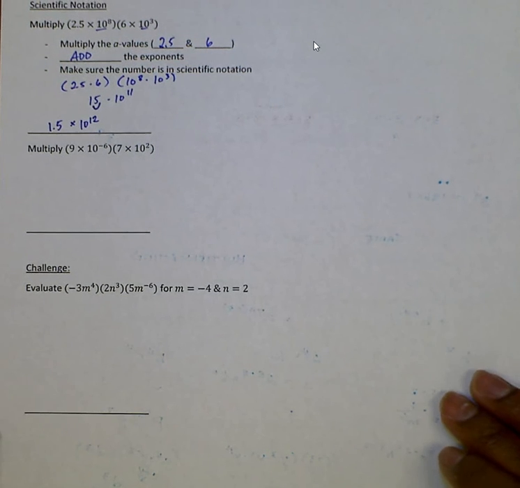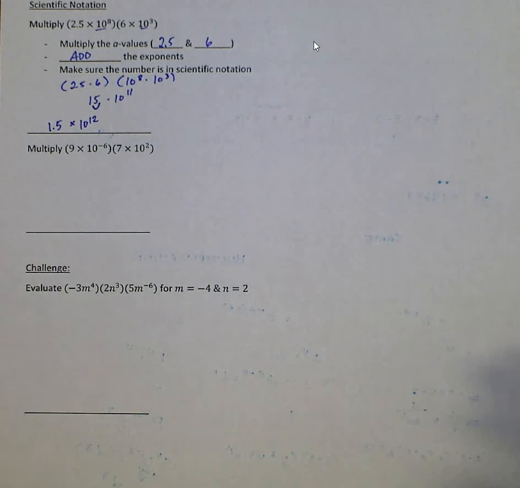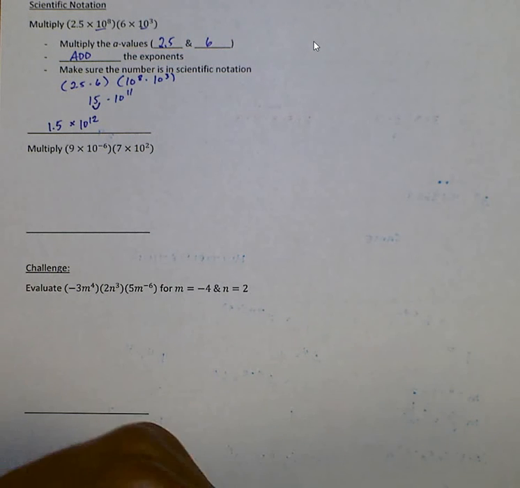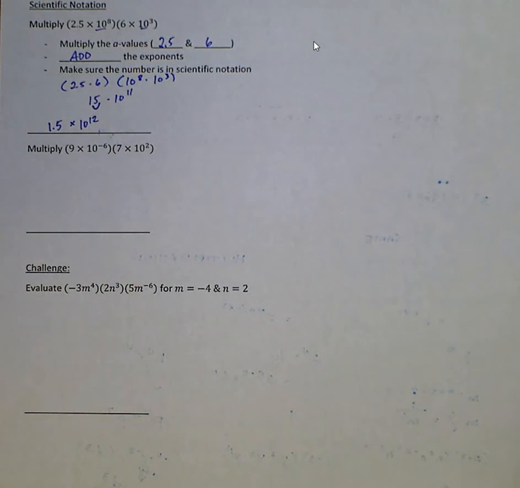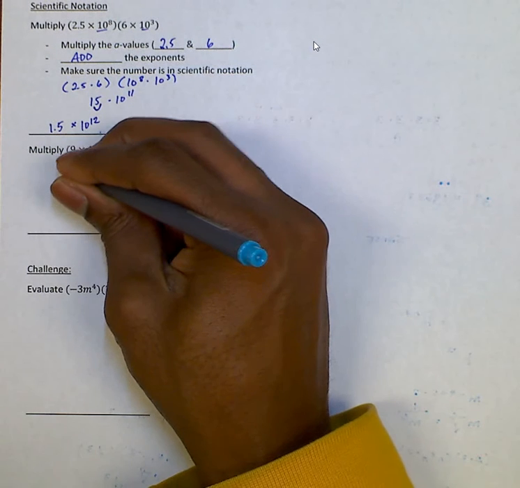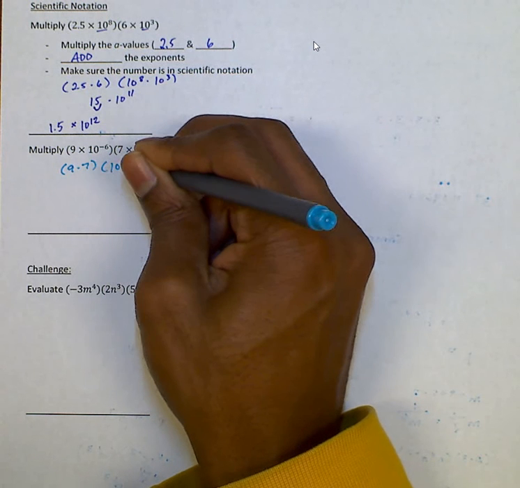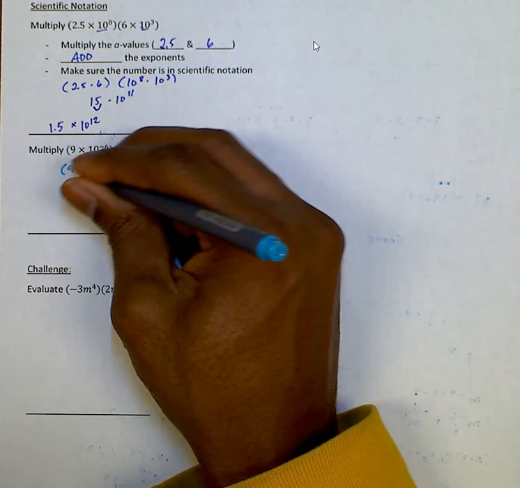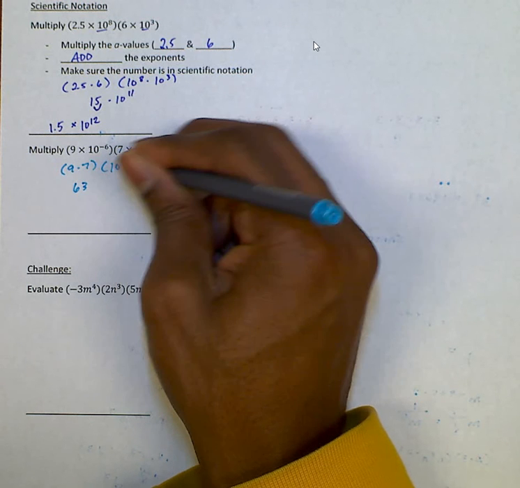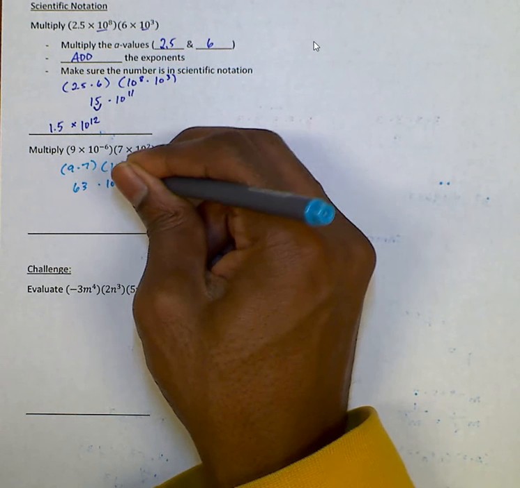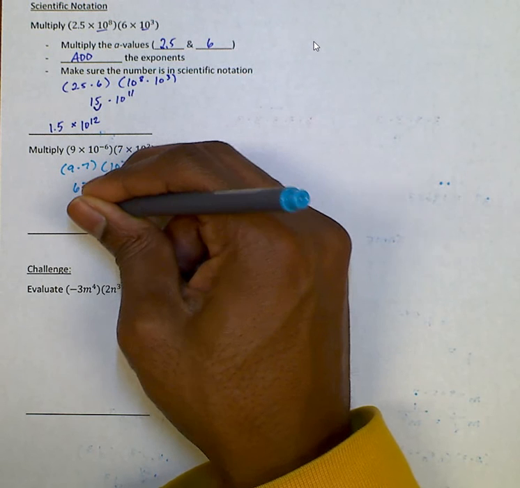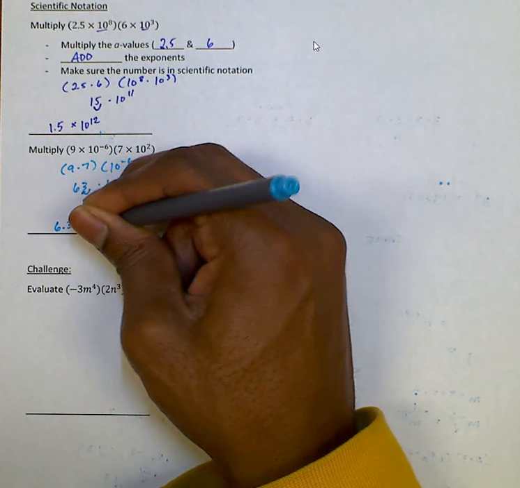Alright. You can pause it and try this on your own in this next problem, and then unpause it to see how it goes. So in this next problem, we had 9 and 7, and then we have 10 to the negative 6, and 10 to the 2. And so 9 times 7 is 63. That gives us 10 to the negative 4. I had to move this to the left 1, so we have 6.3 times 10 to the negative 3rd.